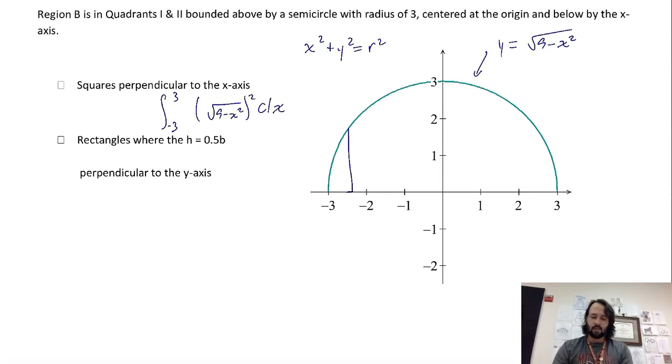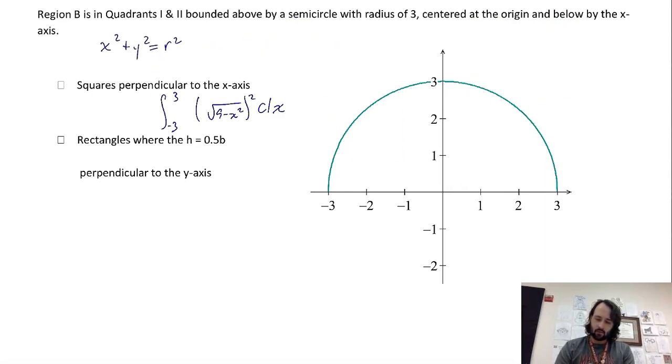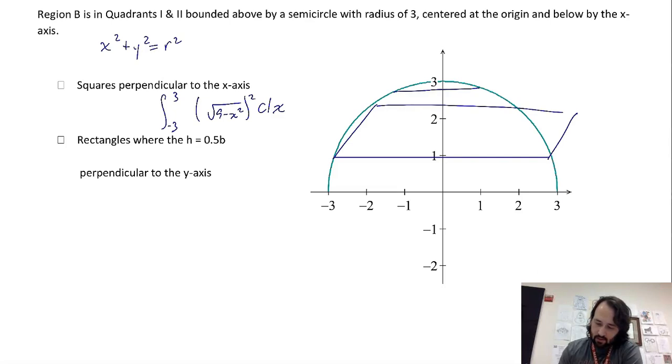All right, this next one is a little bit different, but we need to think about it. In this case, I have rectangles where the height is half of the base, and they are perpendicular to the y-axis. So if I am perpendicular to the y-axis, my base length is right here, and they are coming up out of the page, something like that.